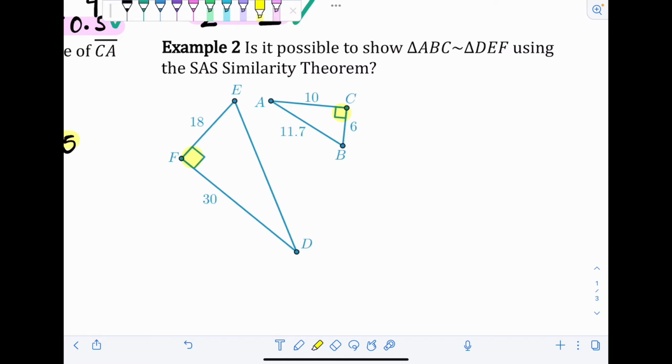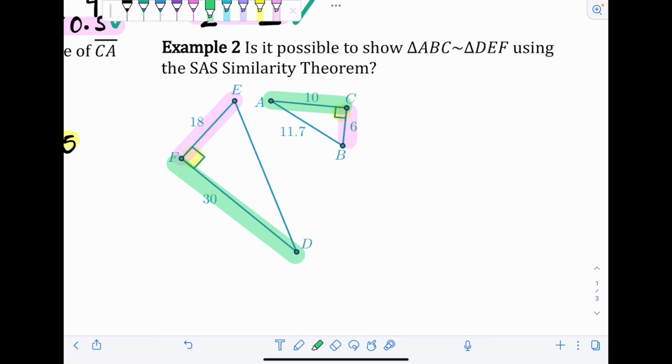So now let's look at the sides that close that angle in. There's a short side next to the right angle. That would be, in the smaller triangle, BC. And then in the larger triangle, it's EF. And then the longer leg of each triangle, in the smaller triangle, it's AC. And then in the larger triangle, it's DF. So we just need to find those ratios and make sure they're equal.